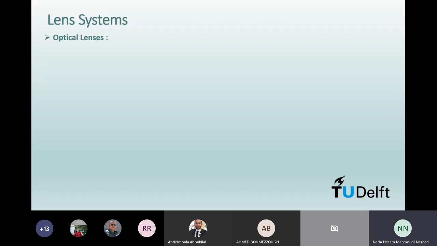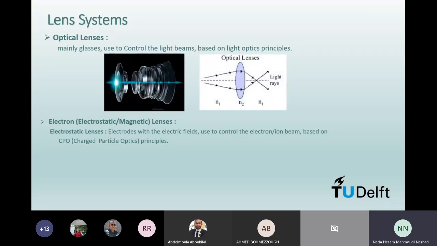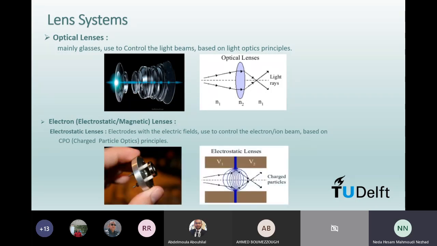So let us start with the lens system. What are lens systems? Lens systems are categorized into two main groups, the optical lenses and the electron lenses. The optical lenses, which you may have seen, are mainly made from glass, and they are used to bend or focus the light beam according to the light optics principle. The other lenses are the electron lenses, which are also categorized into two groups, the electrostatic lenses and the magnetic lenses. The electrostatic lenses, which we only consider in our work, are electrodes with electric fields, which are used to control the ion or electron beam based on the principle of charged particle optics.